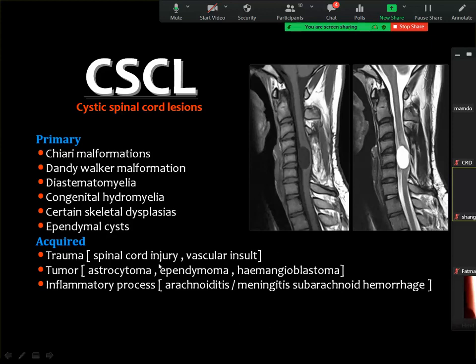Then post-traumatic, you may get cord injury and syringomyelia. Post-ischemic, you may get also cord ischemia and syringomyelia. Cystic neoplasms like astrocytoma, some types of ependymomas and hemangioblastoma. Also, you may get trapped CSF in cases of arachnoiditis, meningitis, and subarachnoid hemorrhage.